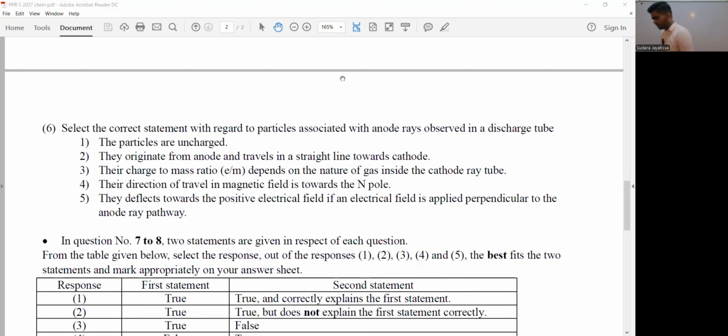Right. Then we can go to the fourth one. Their direction of travel is not towards the north pole. It's very wrong. They don't deflect towards any pole. They deflect perpendicular to the pole. So the fourth one is wrong. And the fifth one, what is the mistake in the fifth one? They deflect towards the positive electrode? No, they are positively charged, so they don't deflect towards the same charge pole. They deflect towards the negatively charged pole. So the fifth one is also wrong. Like that you can tell why the third one is correct and why the others are wrong. Okay, very good.